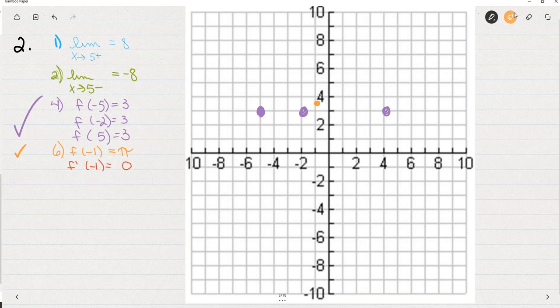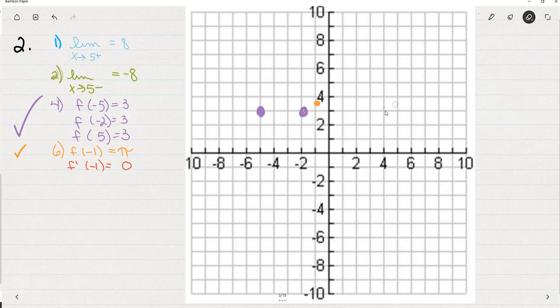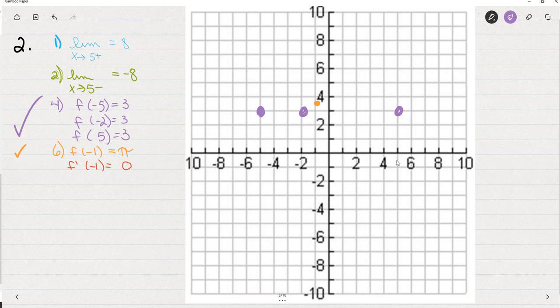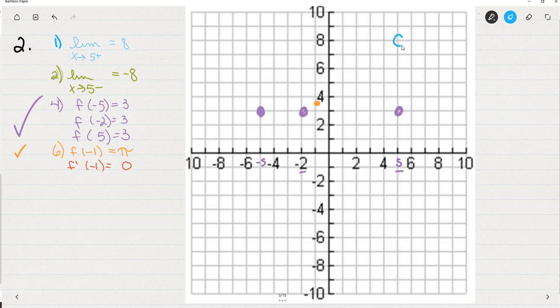And now let's go back to that blue limit as x approaches 5 from the left is negative 8. So here's 5 as I'm approaching, oh, and you know, I can see that I misplaced this f of 5. I don't know why I did that, but let's check the others. F of negative 5 is 3, f of negative 2 is 3, and f of positive 5 is 3. Okay, but as we're getting closer and closer to 5 from the right, we're going to approach 8.